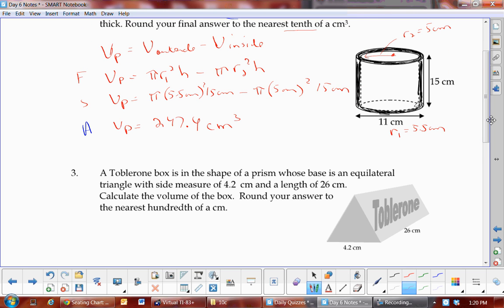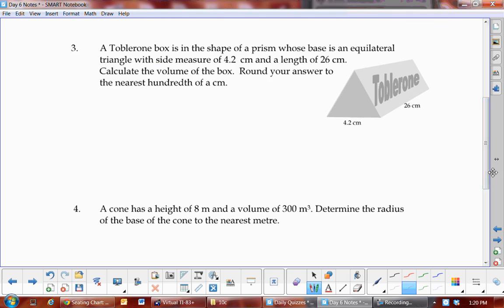Now we got a Toblerone box. So this is very similar, right? And it says that it has a triangle with sides measuring 4.2 and a length of 26. Calculate the volume of this box. Now, sometimes it's good to know what you don't know before you start. What don't I know to be able to calculate this? The height of the triangle.